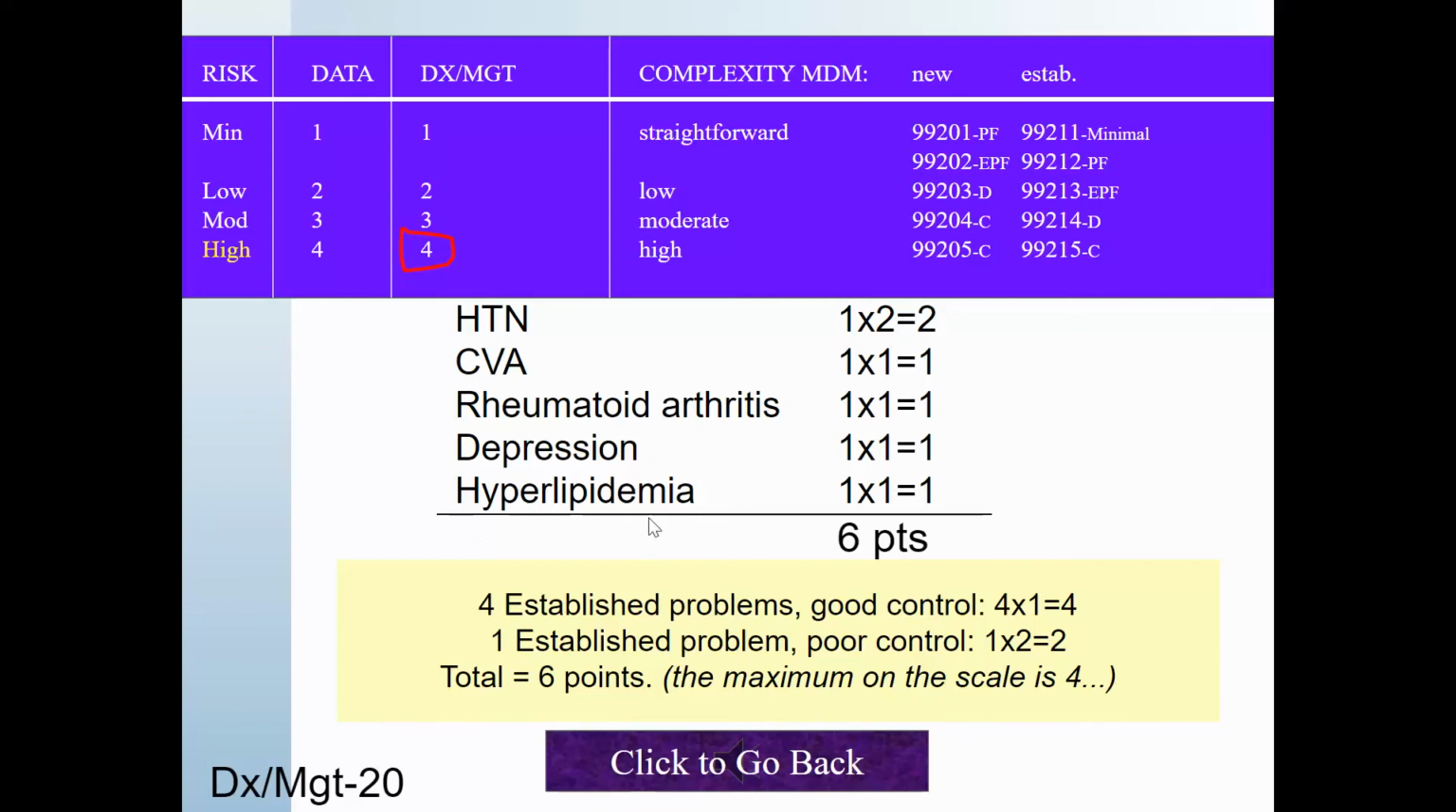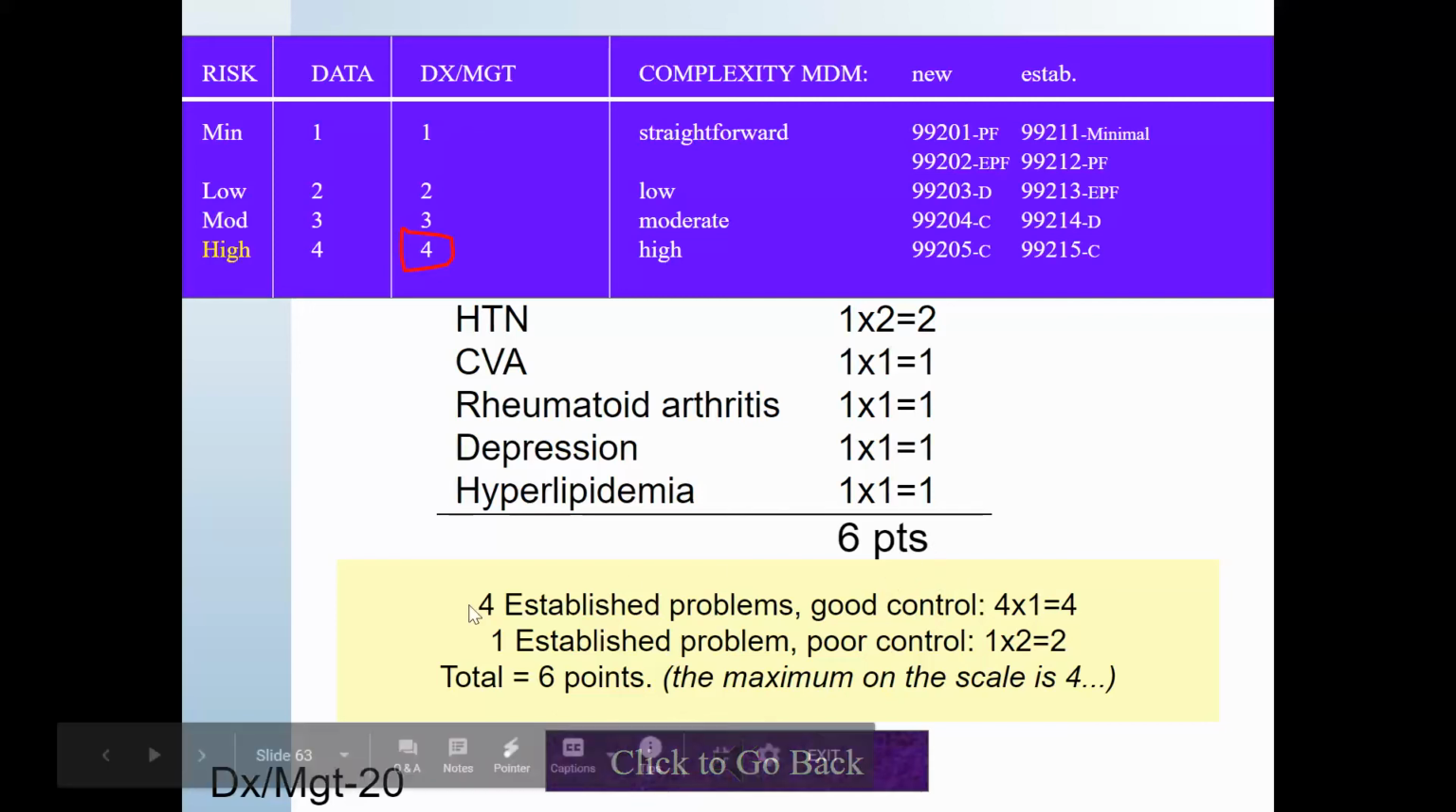And as we've said before, if the problems that you're managing are all stable, you get yourself 1 point. If they're poorly controlled, 2 points. So in this example, hypertension is worth 2 points. The previous history of stroke, rheumatoid arthritis, depression, and hyperlipidemia, and perhaps the patient's on medication for these things, or you're having to order some tests for these things, or make decisions based on these things, are all 1 point. So 2 plus 1 plus 1 plus 1 plus 1 is 6.